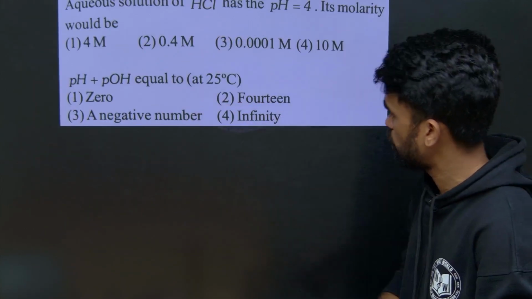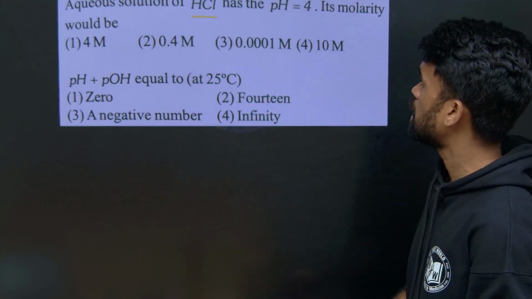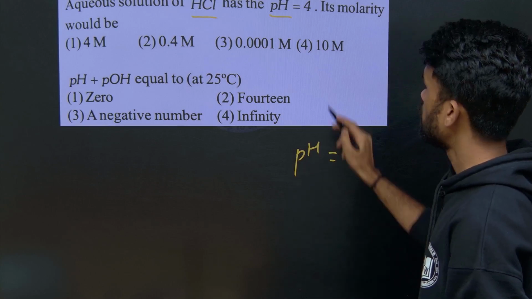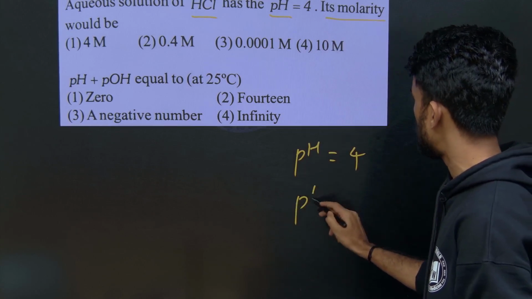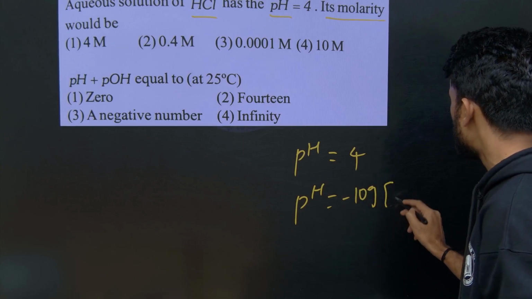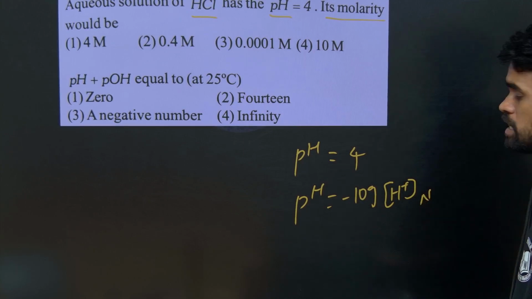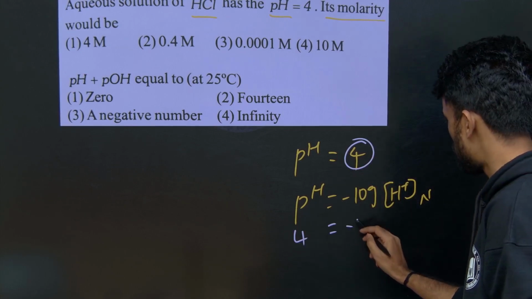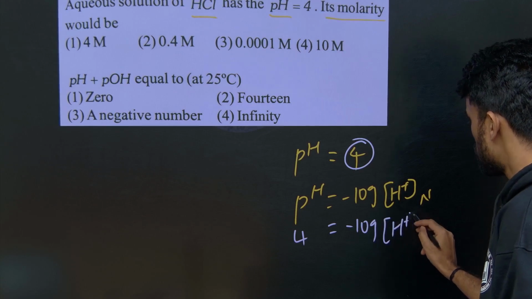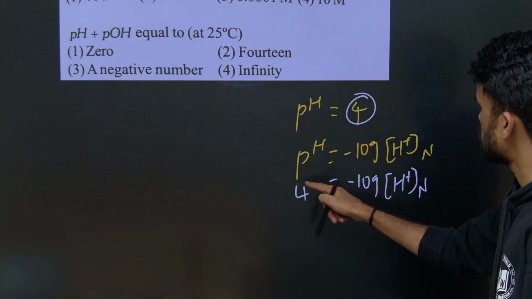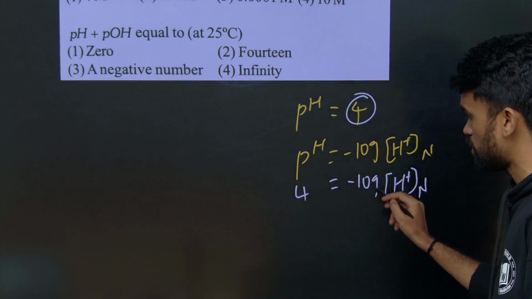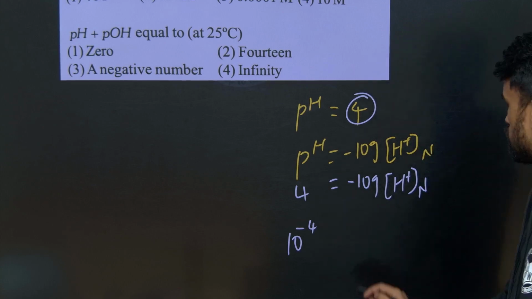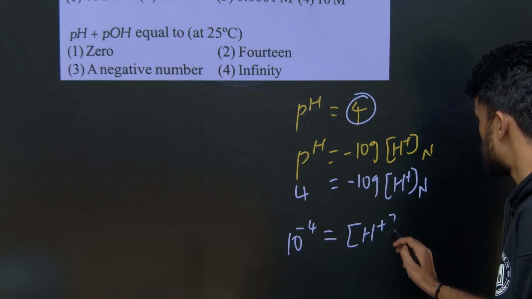Next, the aqueous solution of HCl has pH 4. The pH of this HCl solution is 4. Its molarity will be? So what is the formula of pH? pH equals minus log concentration of H plus ion in normality. If the pH value is 4, I write minus log concentration of H plus equals 4. Now send this minus and log to this side. Log becomes base 10, so 10 power minus 4, and this equals the concentration of H plus in normality.